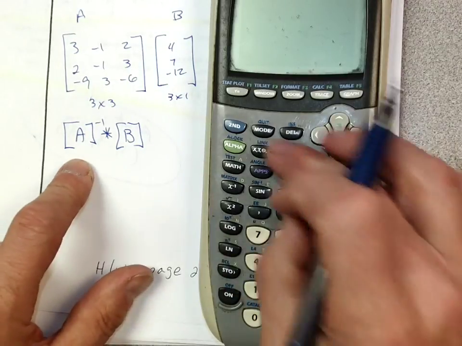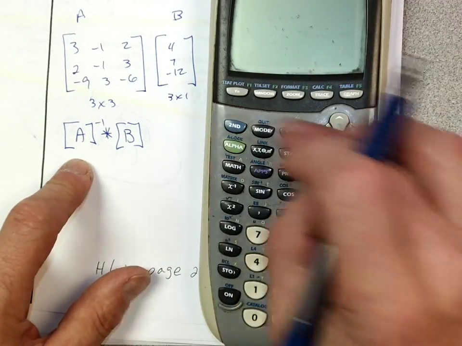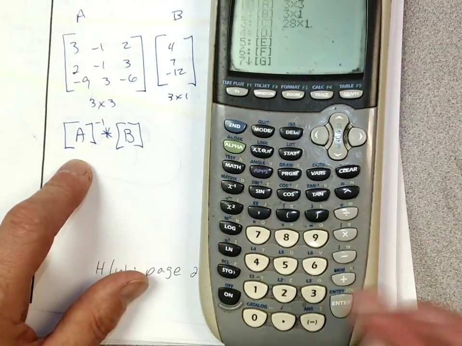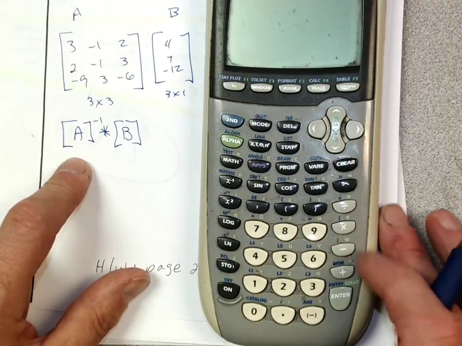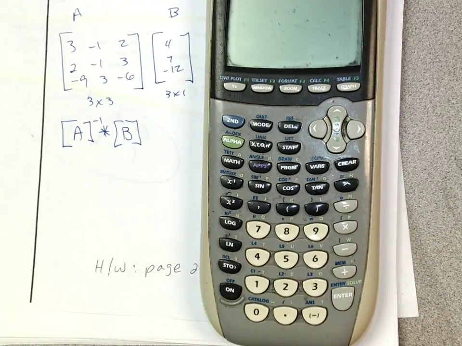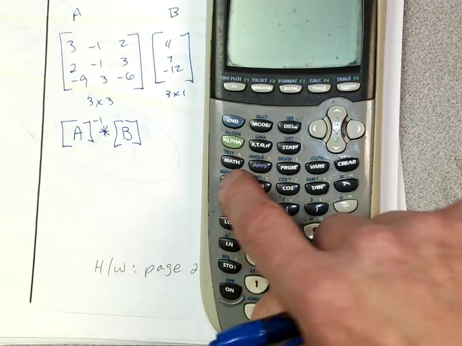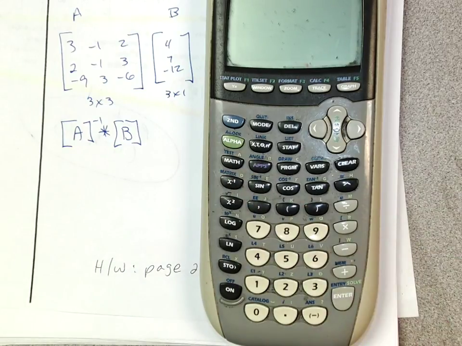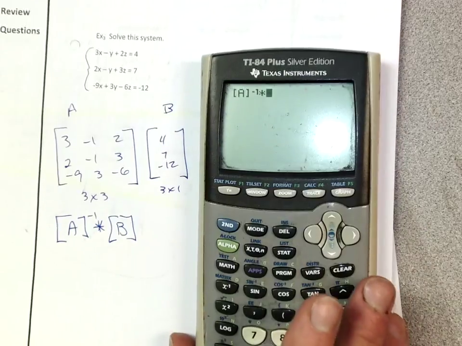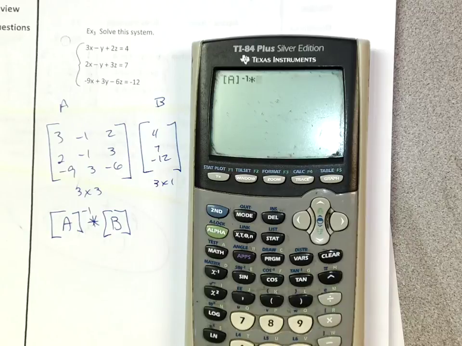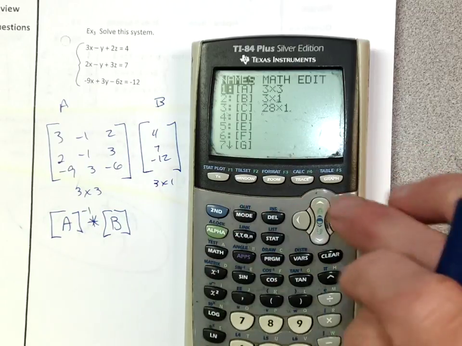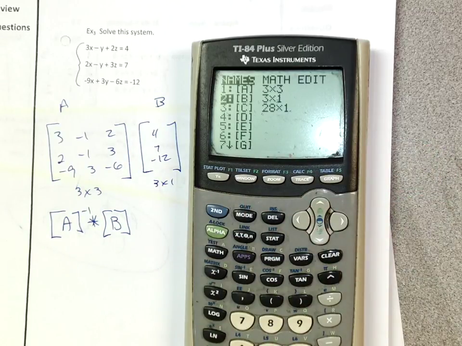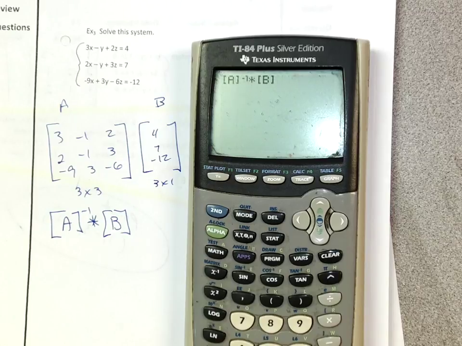So I'm going to go back to matrix. That's where I find A. There it is, A. My inverse button is right there. I push my inverse button, times B. Matrix B is found in my matrices. Oh, you can't see it. Thank you, Anna. Matrix B is found in my matrices, right? There's B. Enter. Enter. Oh, something weird happened.